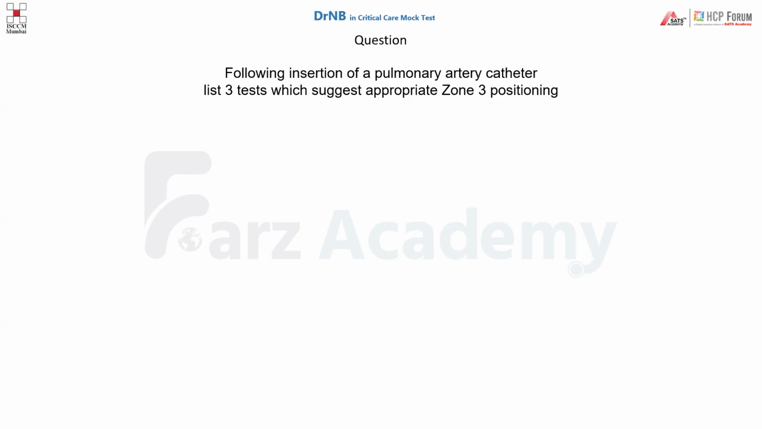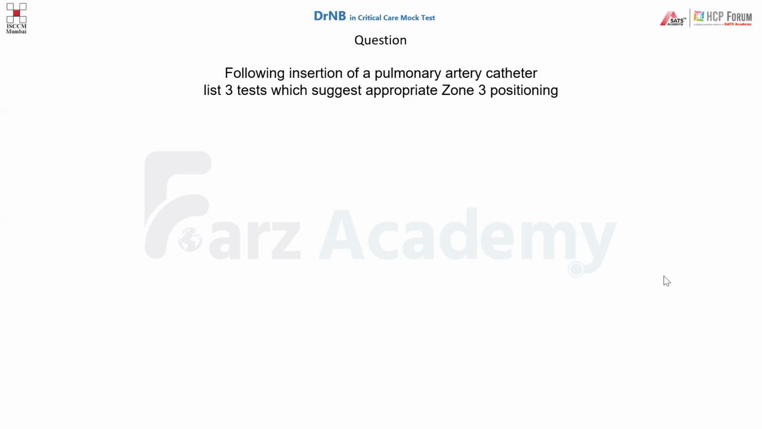So, moving on to the next question. Following insertion of a pulmonary artery catheter, list three tests which suggest appropriate zone 3 positioning. So, can somebody take this? Number one is X-ray chest to confirm the position. Number two is the waveform of the pulmonary artery catheter. And number three is reading of the wedge pressure or pulmonary artery occlusion pressure.